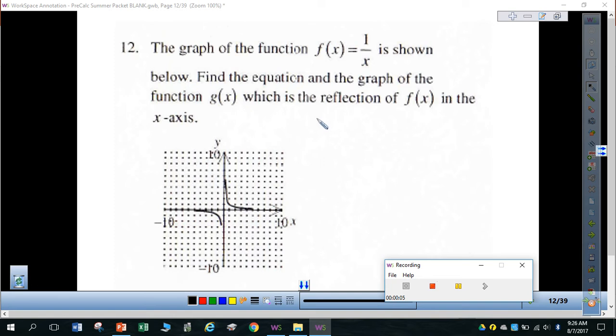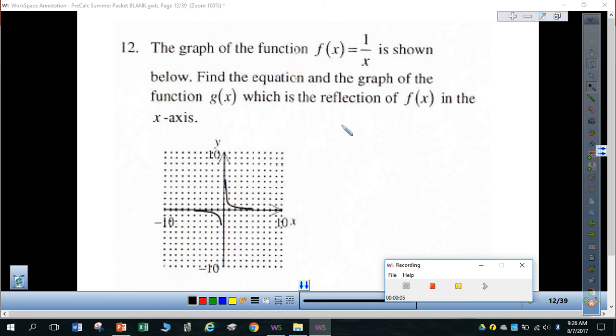So if we think back to our reflections, reflections over the x-axis happen when we place a negative sign out in front of the function. And that is a very common transformation that we use all the time. We'll continue to use it throughout pre-calc, and it is something that should be memorized.